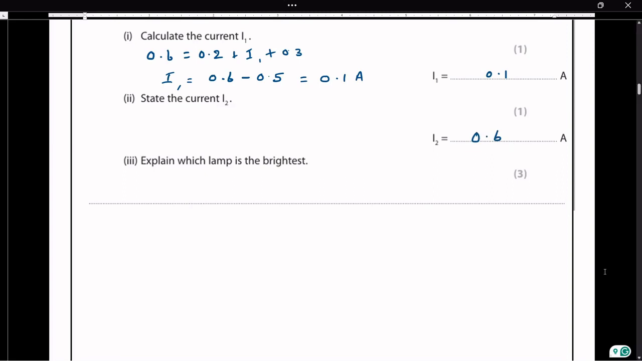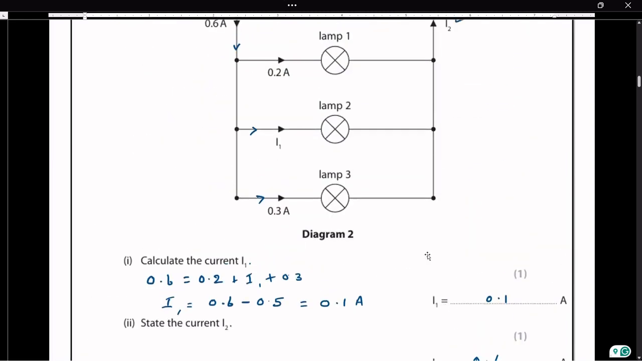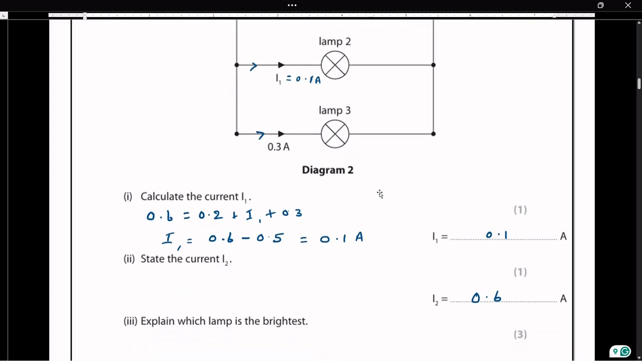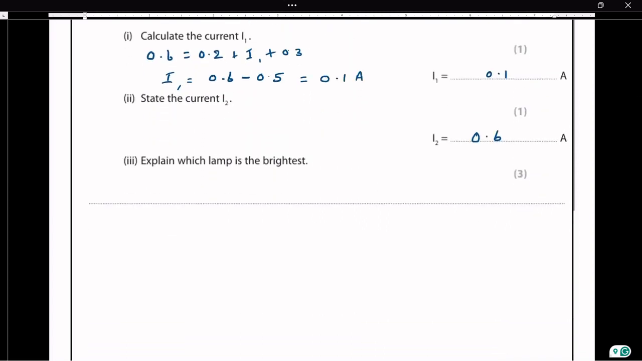Explain which lamp is the brightest. And we know that the brightness is depending on the amount of current flowing through. So out of this, lamp 3 has the highest current, and I1 is 0.1 ampere. So when you compare, lamp 3 has the highest current, therefore the brightest one is lamp 3.